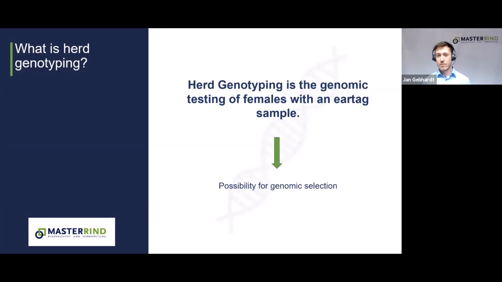So first, basic, what is herd genotyping? Herd genotyping is the testing of all female calves on a farm with an ear tag sample. So through that, you will get the possibility for genomic selection early in the age of the calves. So nearly a month or later, depends when you take the ear tags and when you send them to the vet or to us.